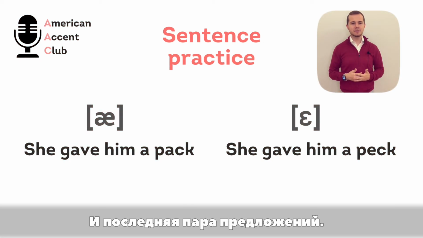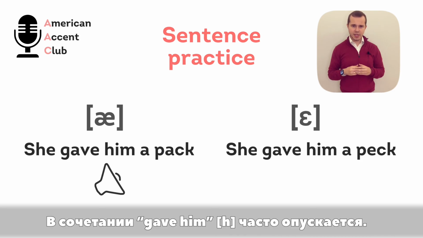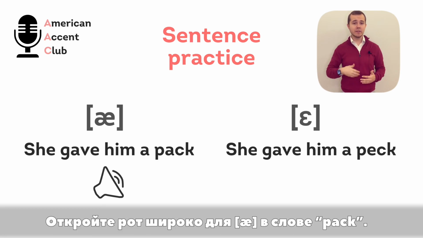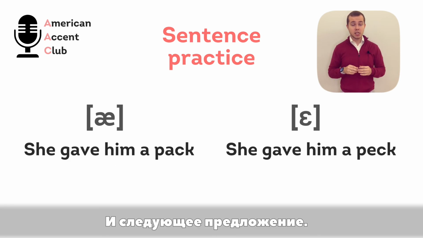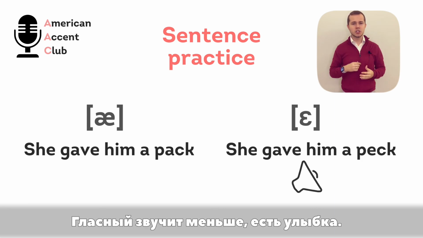And the last pair. She gave him a peck. She gave him a peck. So when you say gave him, you do not actually say gave him. We say gave im. Gave im. H is left out. Gave im. She gave him a peck. Open wide for a. She gave him a peck. And the next sentence. She gave him a peck. Smaller sound, smile. She gave him a peck.